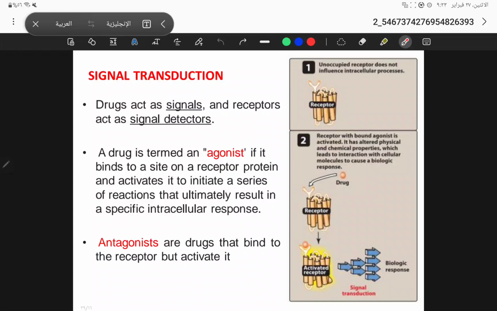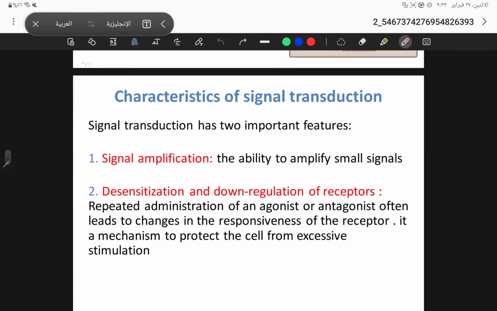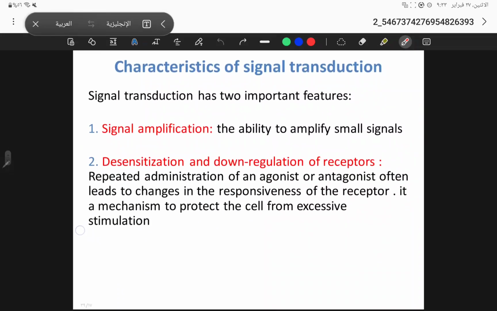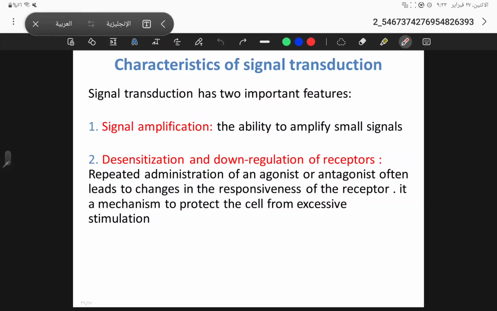Of course, when drug bind to the receptor, it will give a signal, very small signal. How these signals is going to produce the effect? Of course, there must be a signal amplification. That means the ability to amplify small signals اللي هي فقط إشارة من الدرج وصار بي الميتابوليك بروسيسز وتحفزت عندي السكند ماسنجر وغيرها من الامور. So I have a signal amplification.